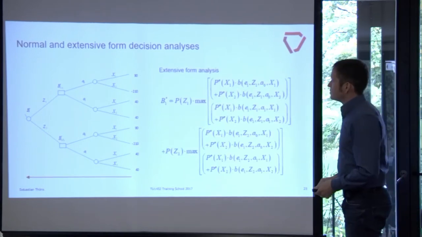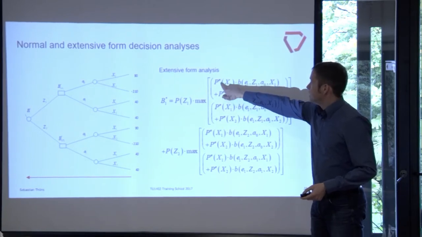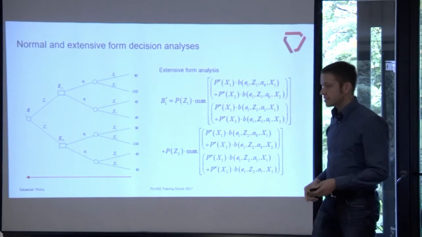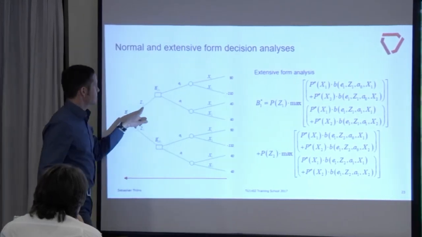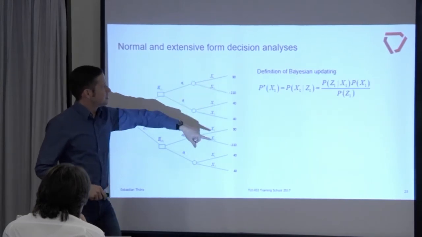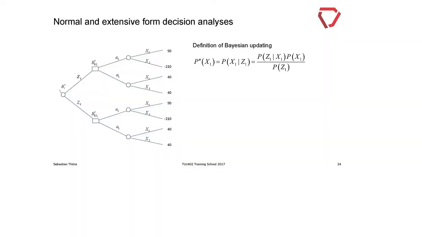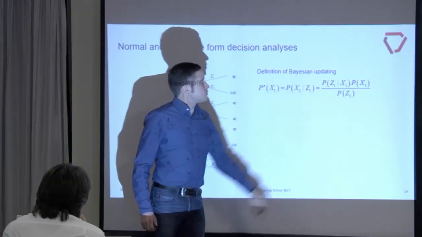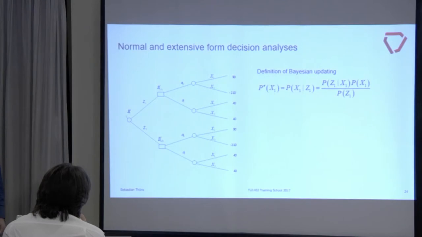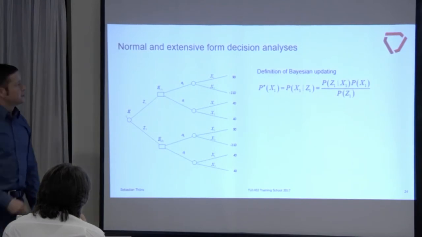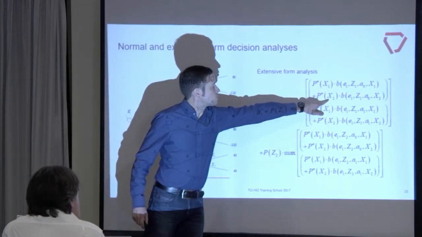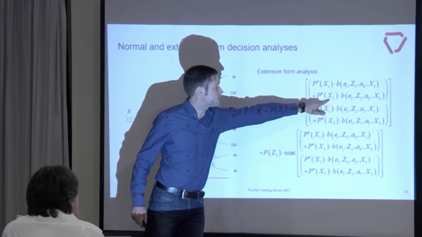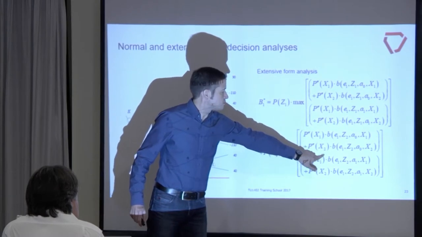And we now just need to rewrite this expression here, so that's the Bayesian updating. That's the posterior probability in relation to Z1, because we are in this branch here. So it's the probability of X1 given Z1. And this is the Bayesian update. And we now replace all the posterior probabilities with this expression, meaning, of course, here it's the probability of X2 given Z1, and here it's the probability of X2 given Z2.